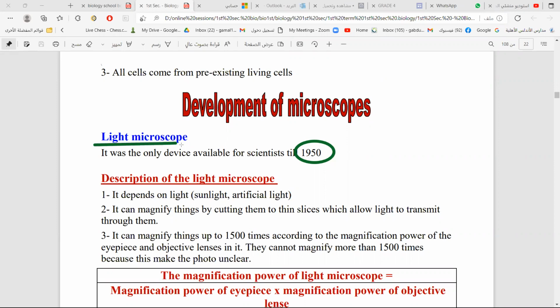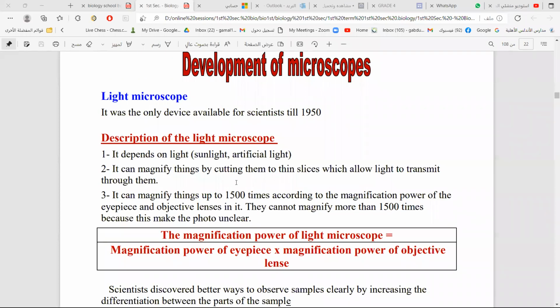The light microscope, the microscope that you can see at your school, and you can buy one from the internet, and you can study some living organisms using it. But in 1950, the scientists discovered how to make the electron microscope, which is a very strong microscope. We'll study it after studying the light microscope. So the light microscope was available for scientists until 1950. After 1950, they started making the electron microscope.